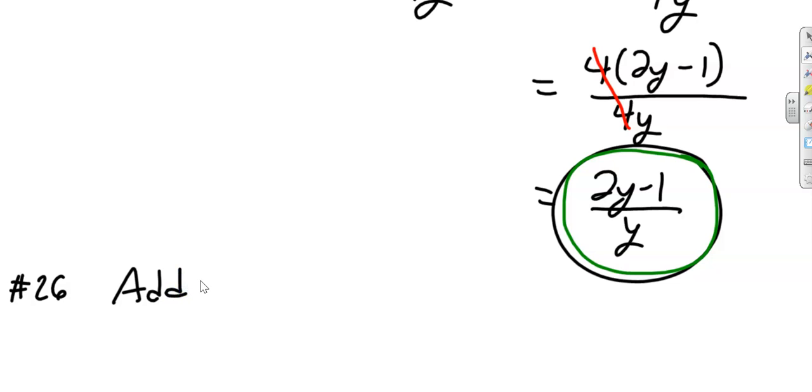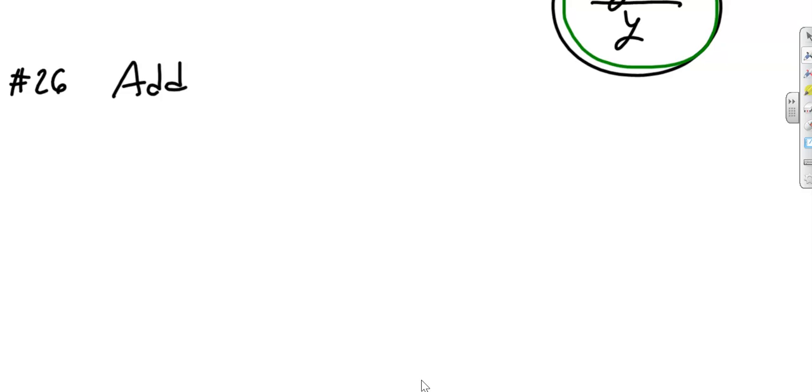Okay, 26. Same thing. Still going to tell you to add. The big difference on 26 and 25, though, is that with 26, you're not going to have common denominators. So with 5 over x plus 2, and then plus 6 over x minus 1.